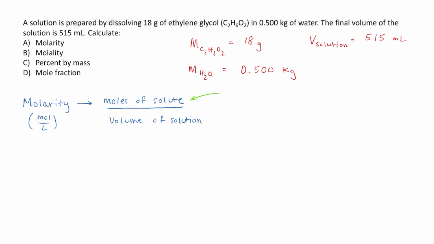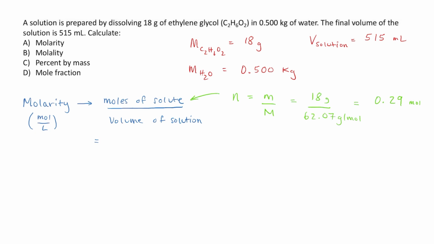Now, in order to find the molarity, we first need to calculate the number of moles of solute. You can find the number of moles using this equation, where the number of moles is equal to the mass divided by the molecular weight. The mass of ethylene glycol was 18 grams, and the molecular weight of ethylene glycol is about 62.07 grams per mole. And with that, we can find the number of moles of solute, which is 0.29.